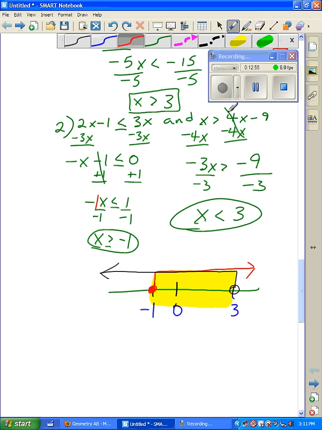Same thing over here. Move your 4x over, that's -4x. -4x, that's -3x. Greater than -9. Divide by -3. X is less than now 3. And once again, you go graph them. At -1, greater than or equal to, solid dot to the right in red. And then at 3, open dot to the left. And then I highlighted your solution set. I'm going to talk a little bit more about that Monday.